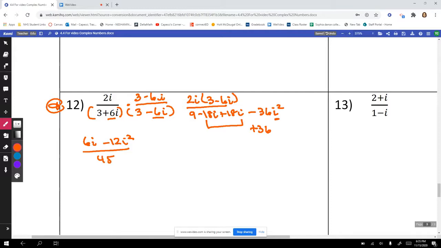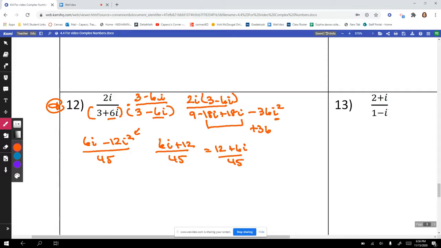Okay. Now, the same thing here. I have 12i squared. That's the same thing as a negative 1, right? i squared. So that also gives me 6i plus 12 all over 45. Now, we like to write our real number first. So it's 12 plus 6i all over 45.